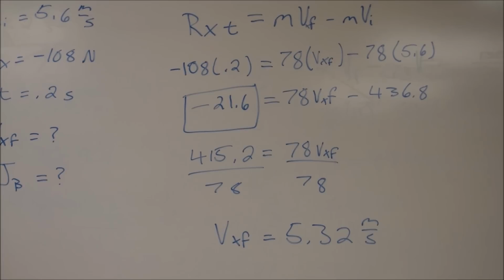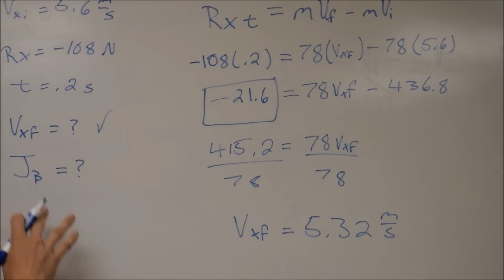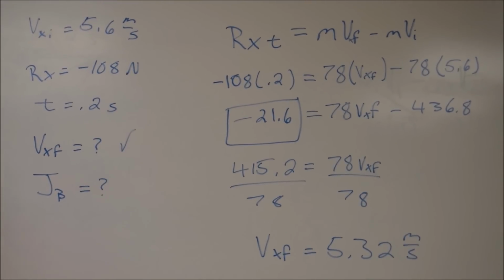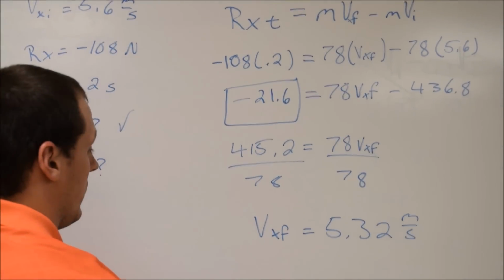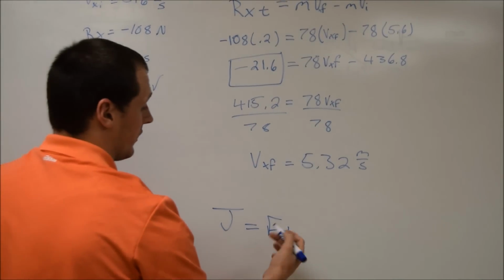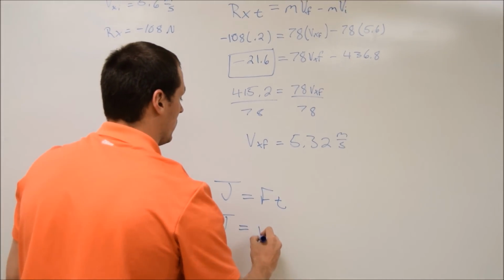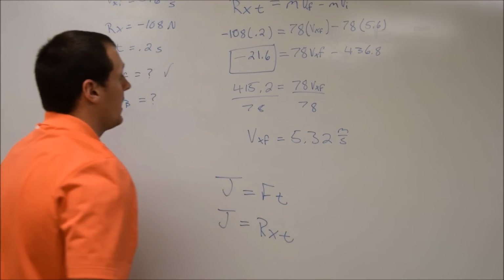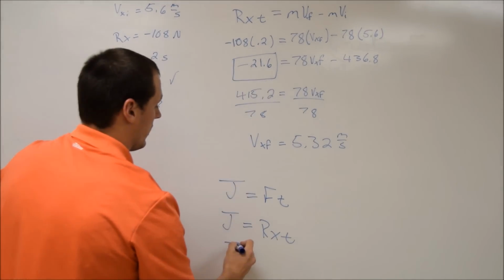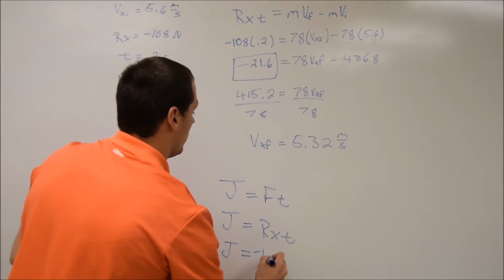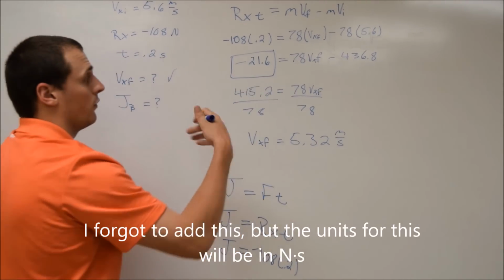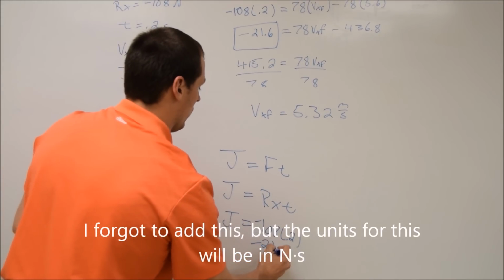Now the next part we need to do is solve for our braking impulse. So the reason I put a square bracket around this is because this is the braking impulse. And so like I noted earlier, impulse is this. Well, Rx is just a type of force, so we could say impulse is equal to Rx times time. And since we have Rx times time already solved for, we know that our impulse is just going to be equal to negative 108 times our time, which is 0.2, which we already solved for and know is negative 21.6.